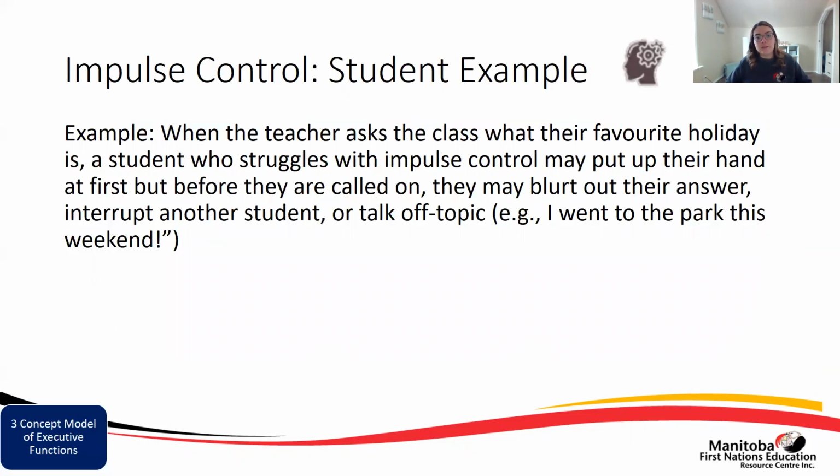So for example, when a teacher asks the class what their favorite holiday is, a student who struggles with impulse control may put up their hand at first, but before they're even called on, they may blurt out their answer, they may interrupt another student, or talk off topic. For example, they might say, I went to the park this weekend, instead of saying what their favorite holiday was.